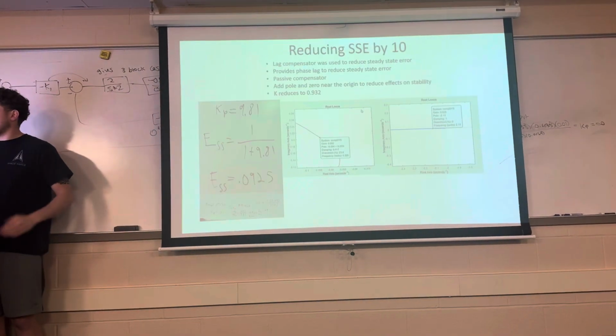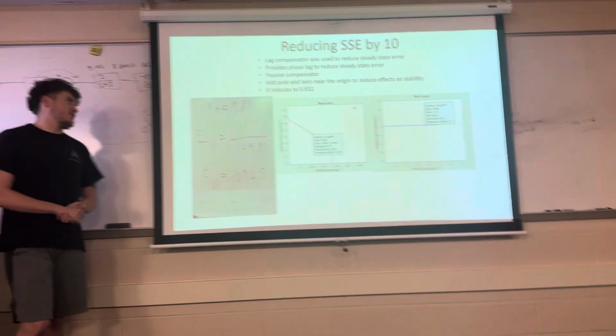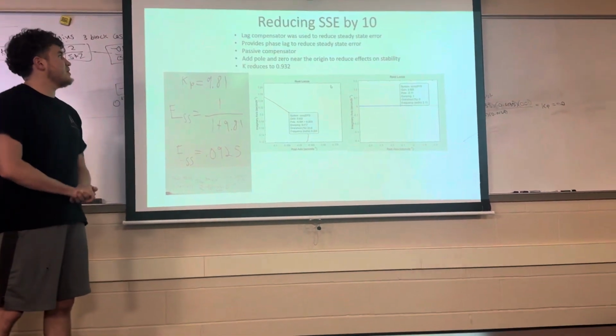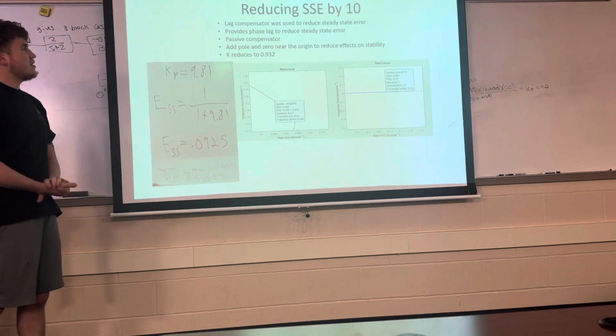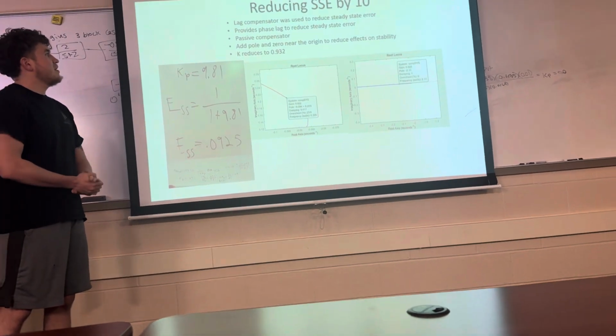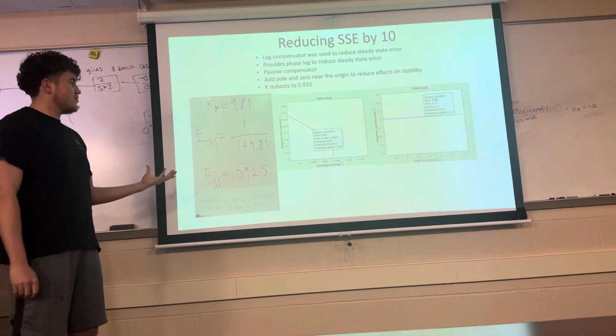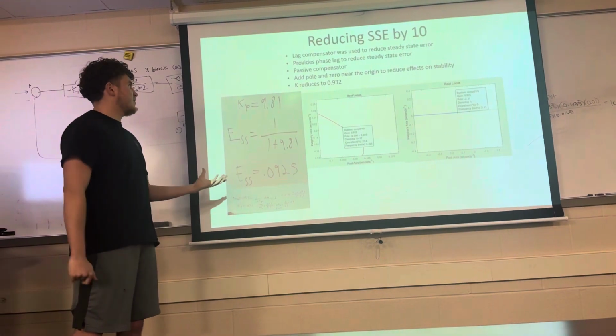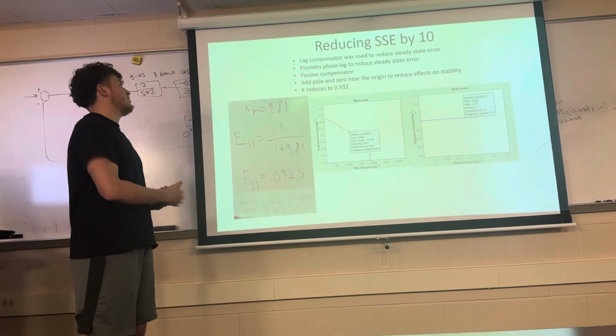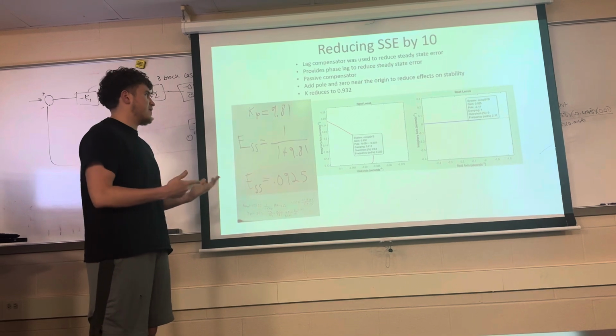With the same K, first we want to reduce steady state error by 10. How do we do that? Do a lag compensator. It's used to reduce steady state error. It provides phase lag to reduce it. It's a passive compensator, and poles and zeros are added near the origin to reduce effects on stability.